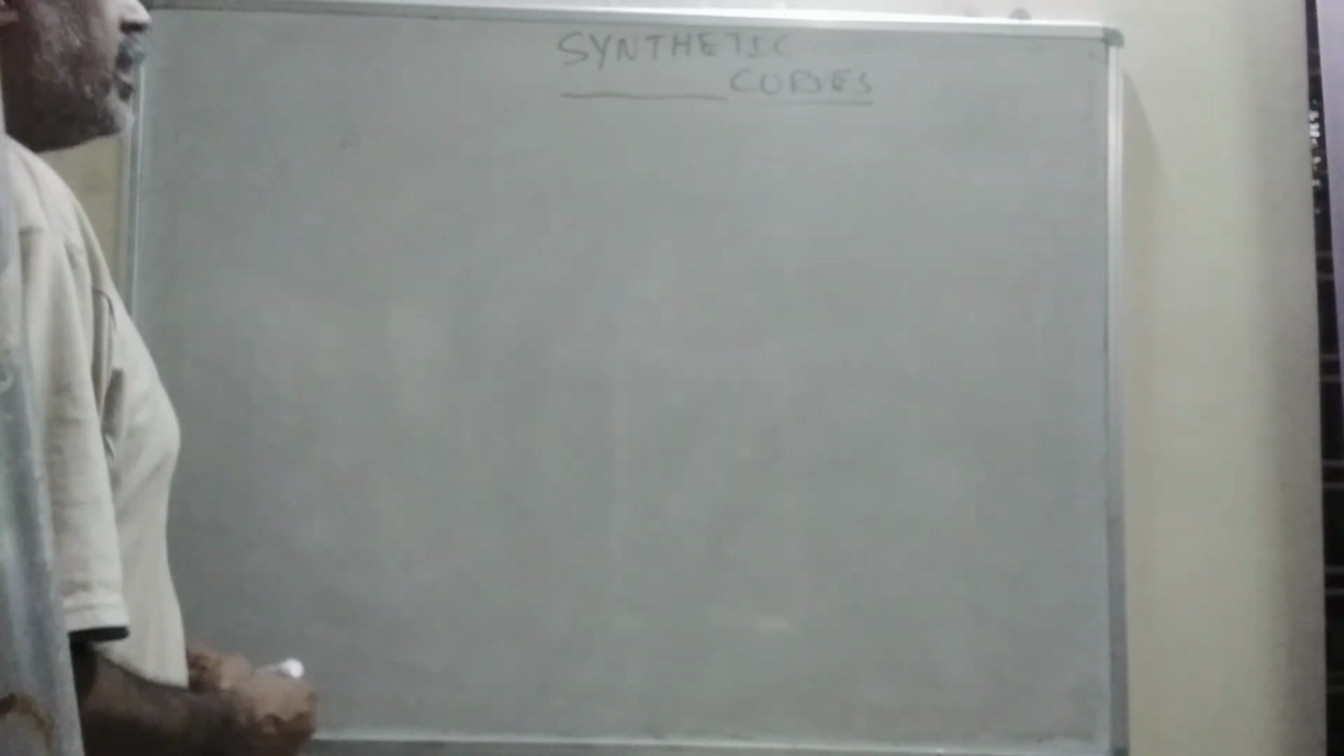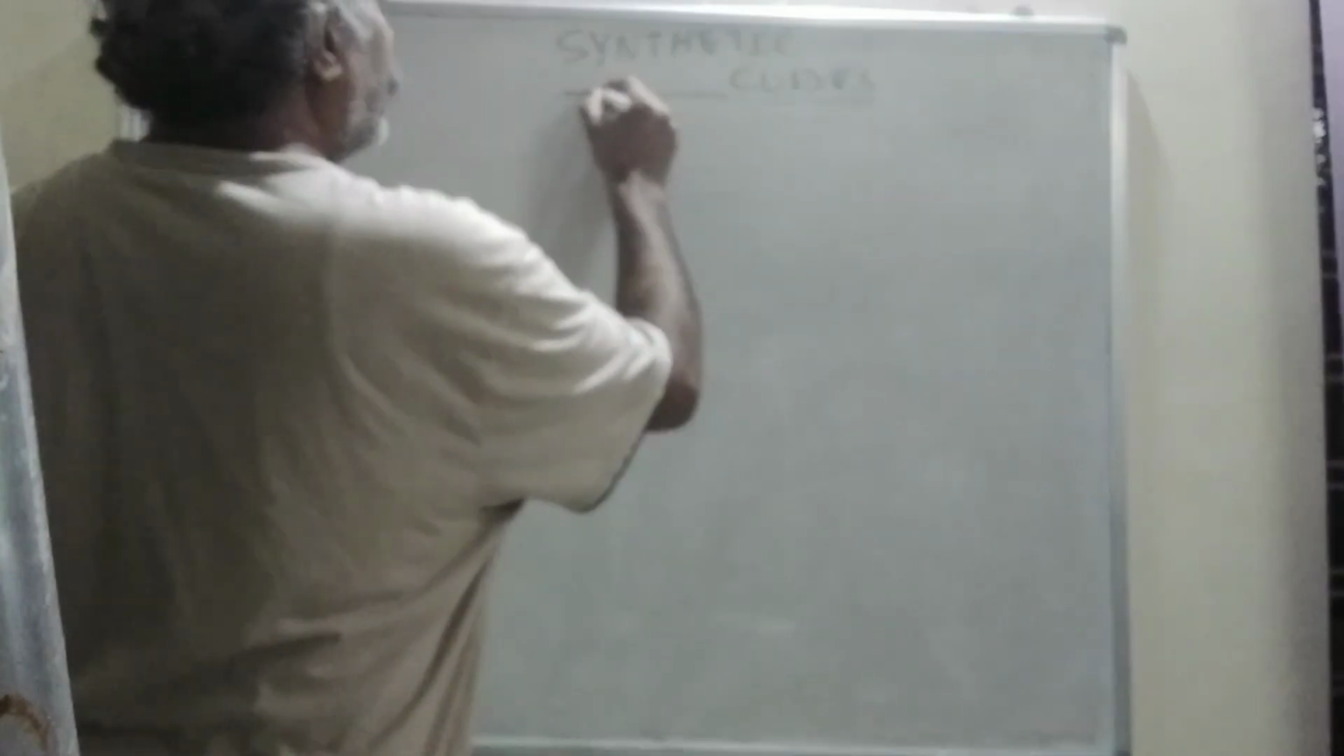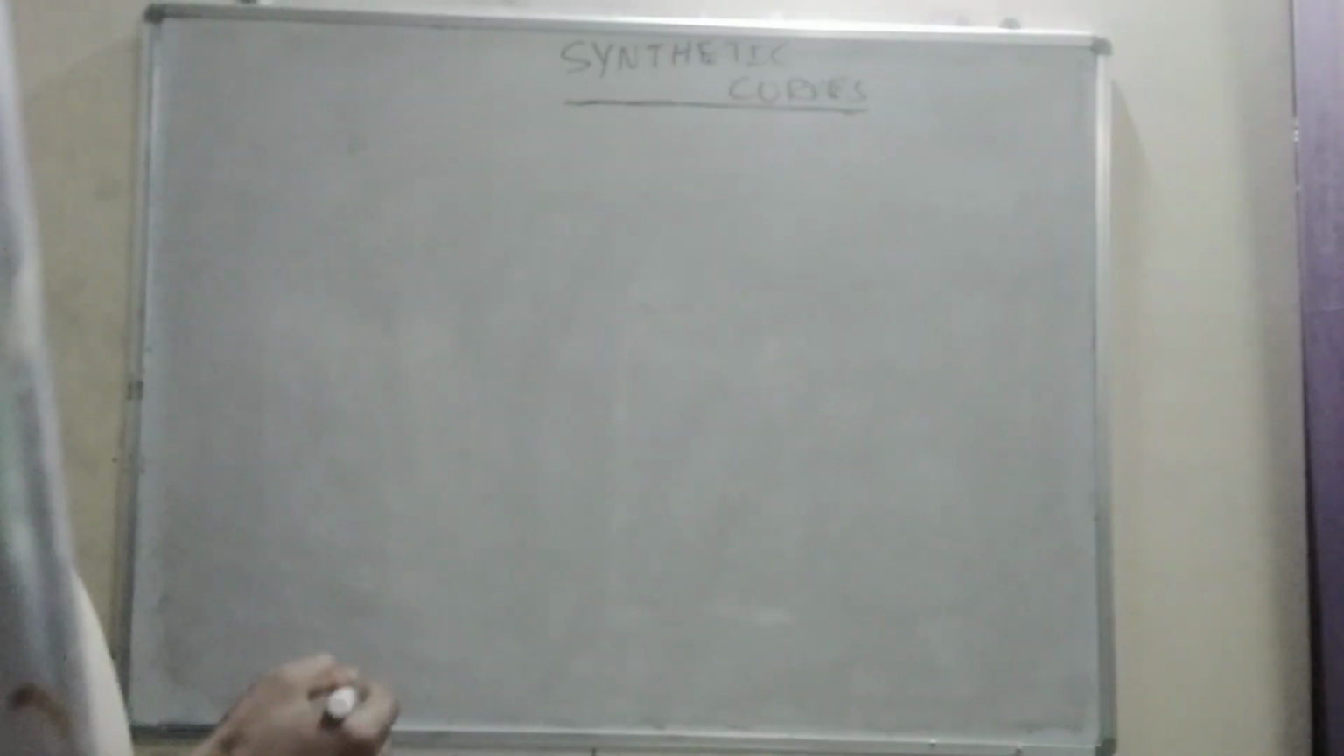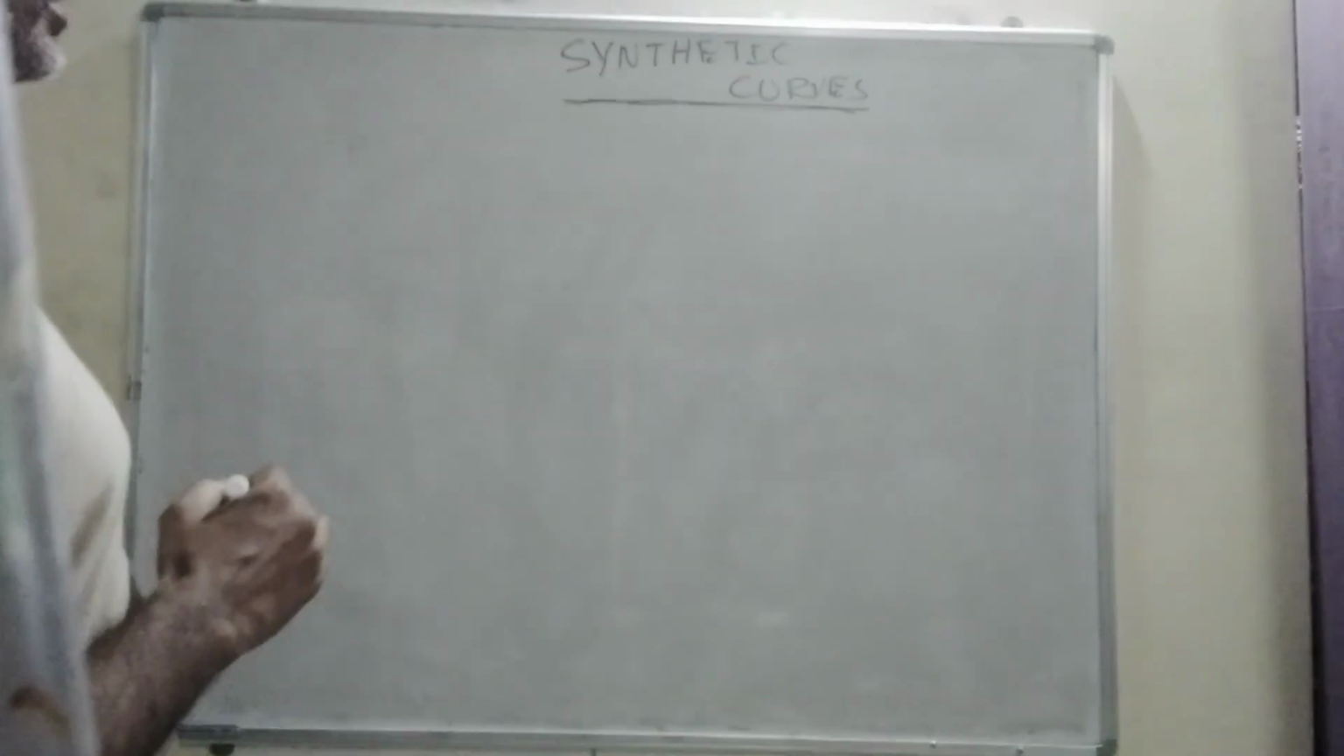Good morning. In this session, I would like to discuss synthetic curves. Synthetic curves are higher degree curves. Unlike analytic curves, which are simple second degree curves like x squared plus y squared equals r squared, x squared by a squared plus y squared by b squared equals 1, and x squared by a squared minus y squared by b squared equals 1.